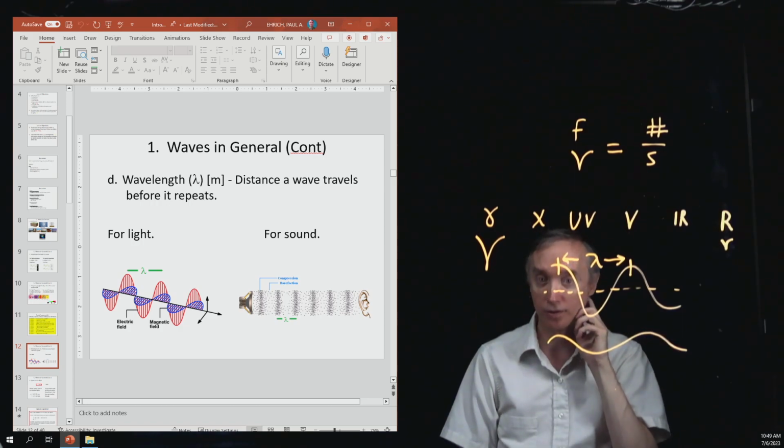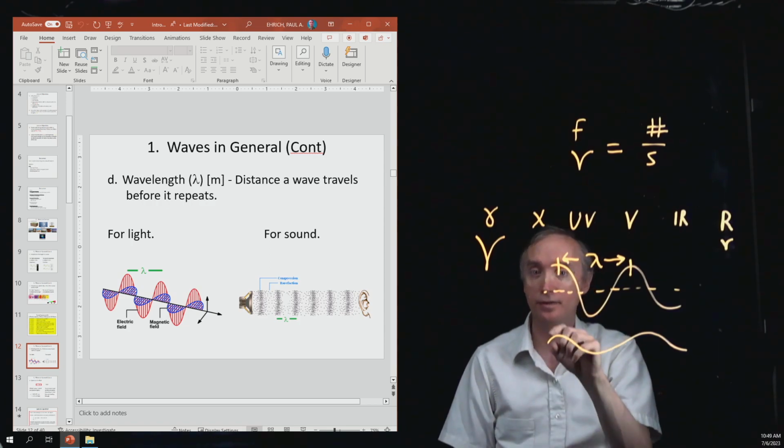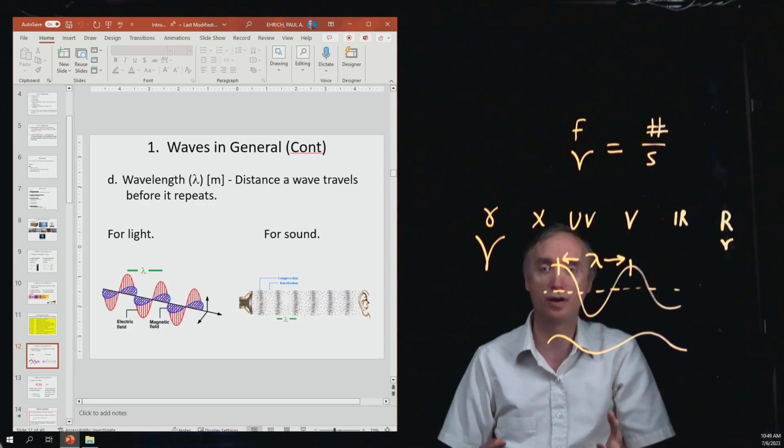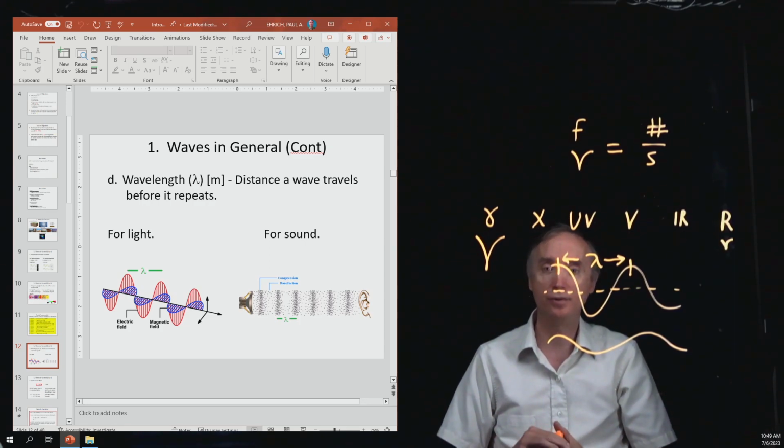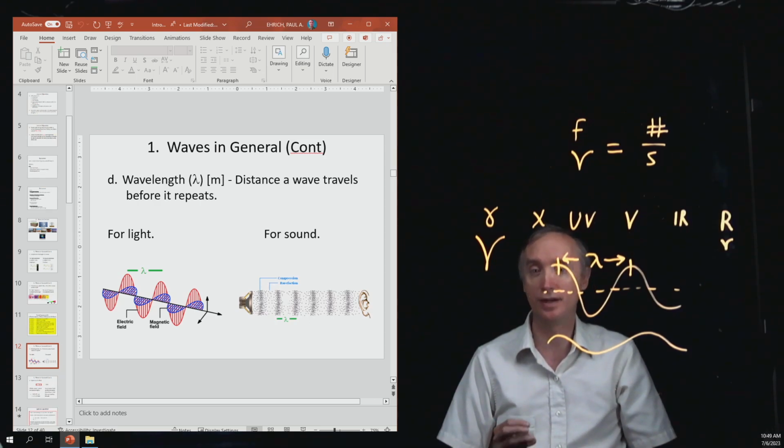Okay, I also wanted to point out to you that that is a picture or a representation of what a light wave is. So a light wave is an alternating electric and magnetic field. And we'll talk more about that in just a few moments.